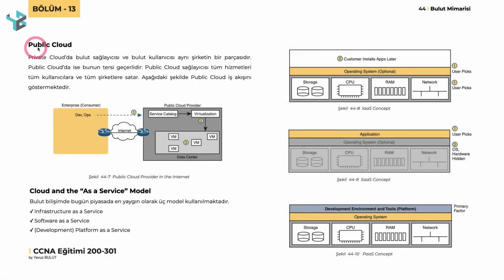On this page, let's talk about public cloud. In private cloud, the cloud provider and cloud user are part of the same company. In the public cloud, the opposite is true. The public cloud provider sells all services to all users and all companies. The figure here also shows the public cloud workflow. 3 common service models are used in the public cloud today. The first is infrastructure as a service, the second is software as a service, and the third is platform as a service.